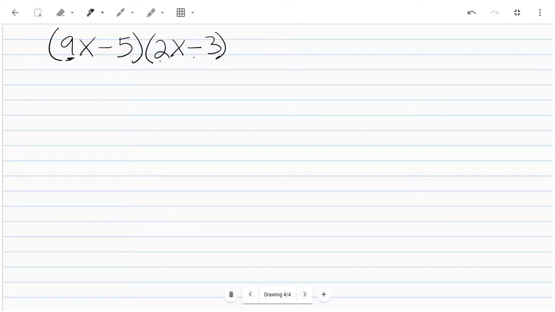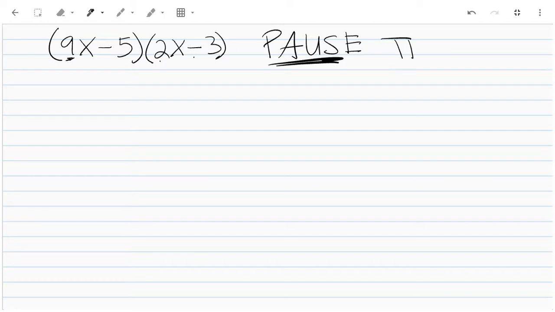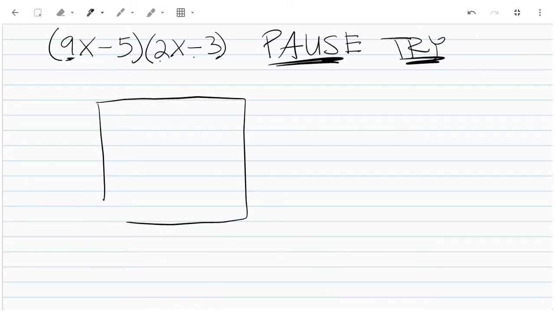So pause the video now and try this now. So try it on your own. See how you do. Remember, you're going to set this up like this. Give yourself space to write inside your boxes for now. You won't have to always, but try this and see how you do. So you should pause it. Now you should already have done it. Unpause. So now let's do this together.